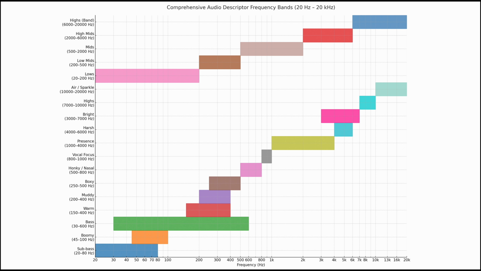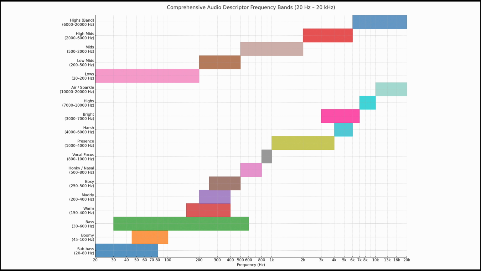And 4K to 6K, you can start going harsh because remember, bright is 3K to 7K. And harsh is when you push that 4 to 6K range too hard in the brightness, and that brightness becomes harshness. So you got to pull that back a little bit. And then I have highs from 7,000 to 10,000, and everything above 10K is air and sparkle.